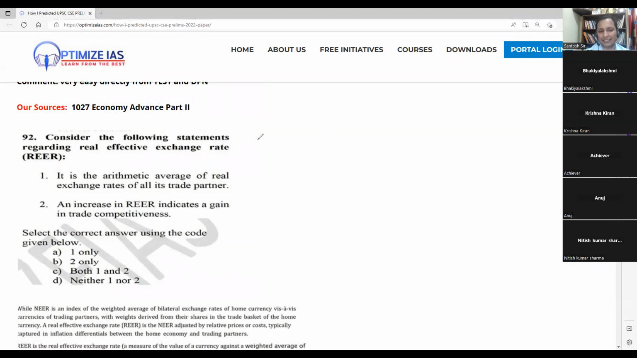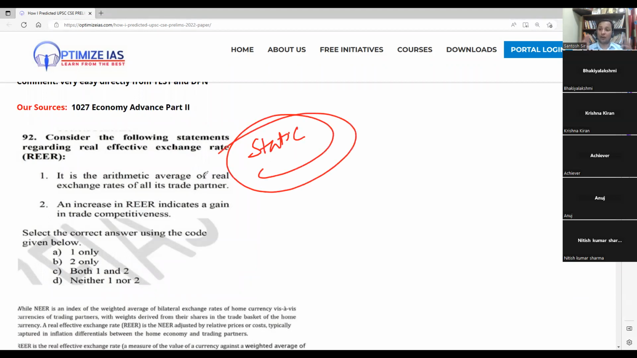If you prepare the static portion, you need to prepare thoroughly all those topics which are in news. If you see in the last one year, the external sector is in news or not? Because of the Ukraine crisis and so many things happening externally, the rupee depreciation, exchange rate, everything is in news. So you need to prepare those concepts related to those topics thoroughly.